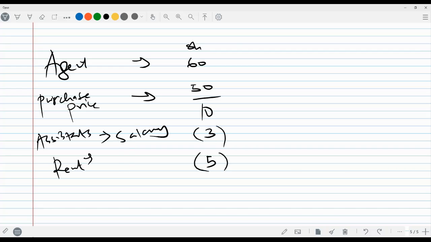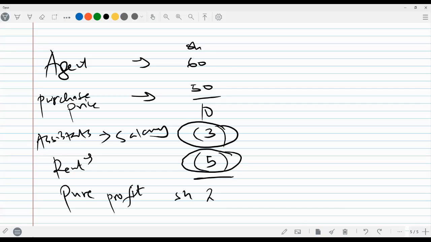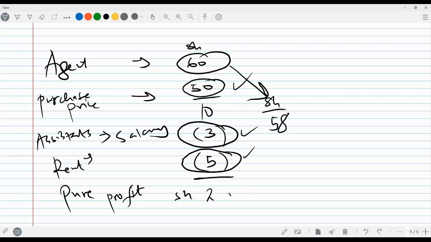Therefore, if we take into account all the entire costs that this person is incurring, what is remaining, taking care of the expenses, is 10 minus 3 minus 5, to give us 2. Because 2 is what we deem as the pure profit. The pure profit to this particular person is 2 shillings per paper. But don't forget all these are costs that this person is incurring: 3, 5, and also 50. Our total cost is 50 plus 3 plus 5, which gives us 58 shillings. The selling price is 60, therefore netting the 2 Kenya shillings.